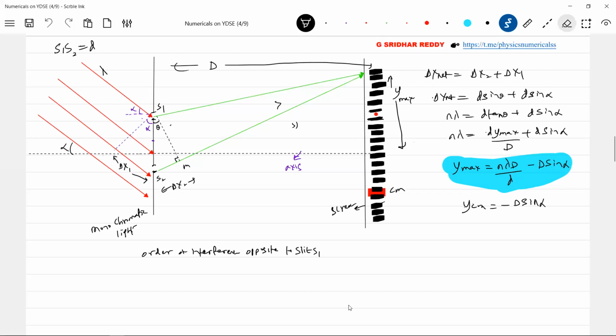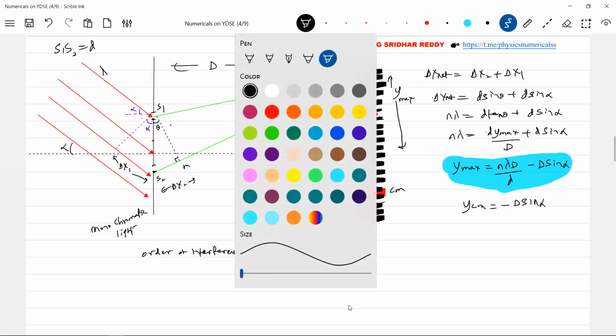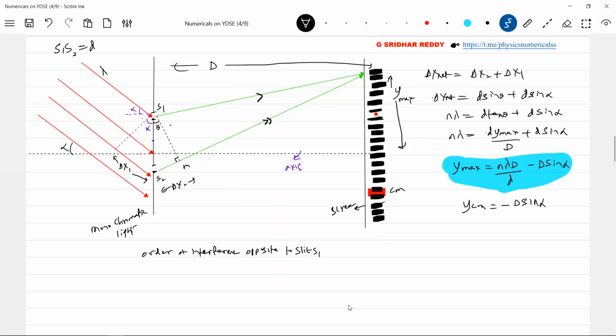Order of interference opposite to the slit S1. So exactly opposite to the slit, what is the distance? This should be equal to d by 2. So this order has to be determined. Now, what shall I write in place of Y max? So plus d by 2 is equal to n S1, I'll write it. In any symbols you can give. So d minus D sine alpha. So therefore n S1 should be equal to d square by 2 lambda D.